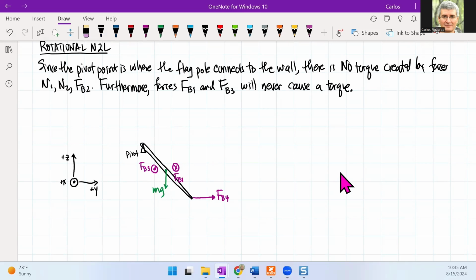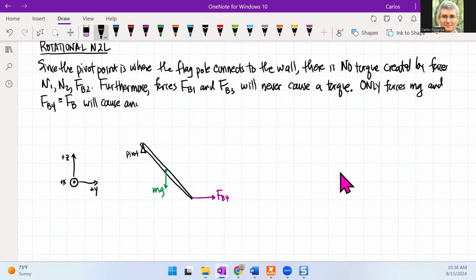So I don't have to worry about them either. So these guys are also gone right there. So I only have two forces that can cause the torque. In other words, only forces mg and FB, which I'm now going to define as just FB, will cause any rotations until the flag reaches equilibrium at 37 degrees.